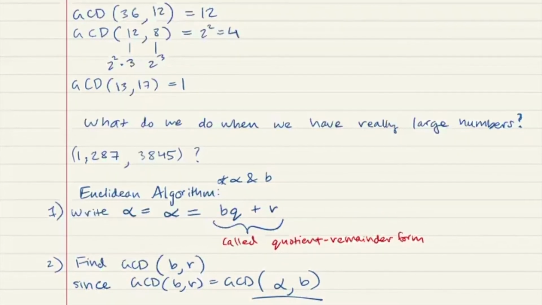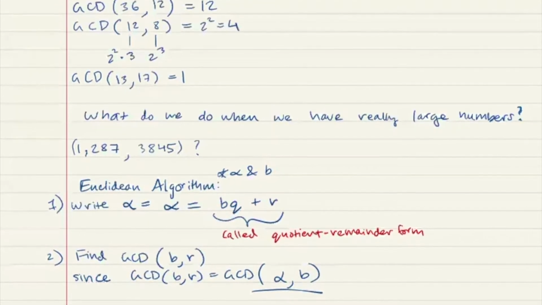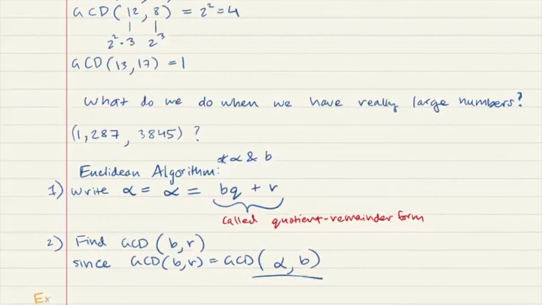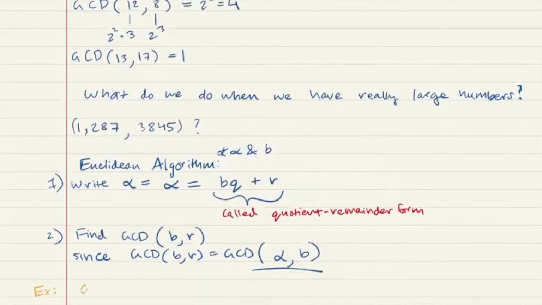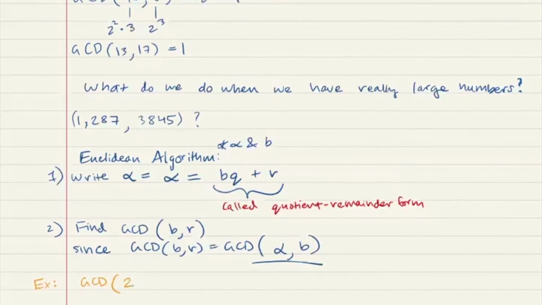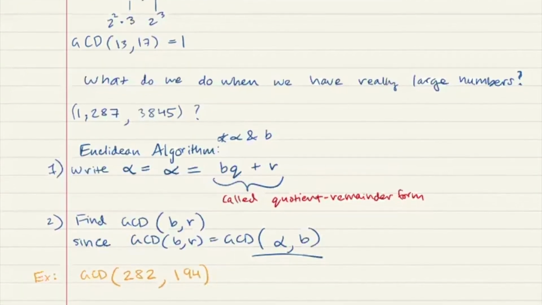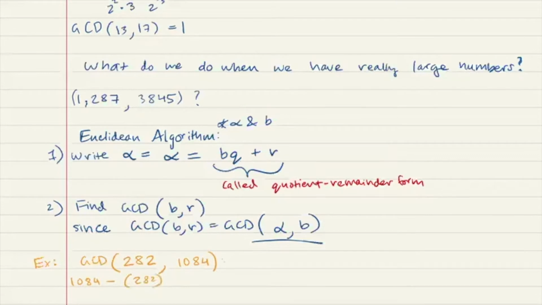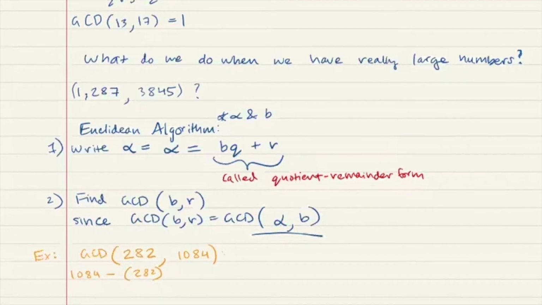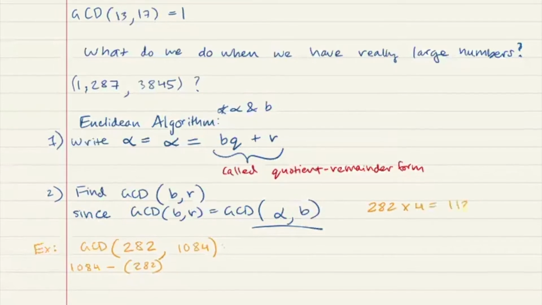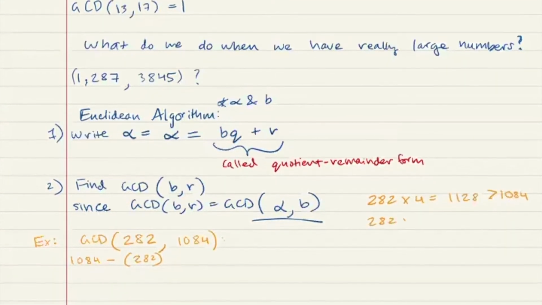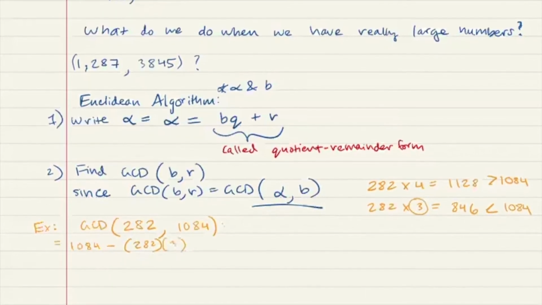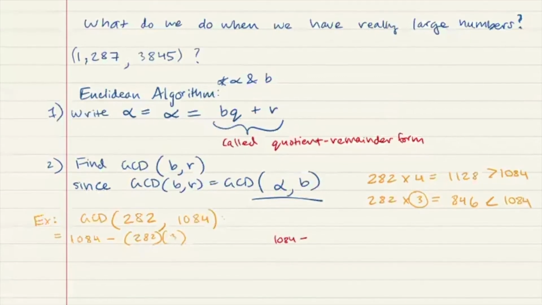Let's illustrate this through an example. Let's use the Euclidean algorithm to find the GCD for 282 and 1084. We take the larger number, 1084, and now we have to find the largest integer multiple of 282 that is less than or equal to 1084. 282 times 4 is 1128, which is greater than 1084. 282 times 3 is 846, which is less than 1084. So from 1084, we subtract 3 times 282, which is 1084 minus 846, which is 238.